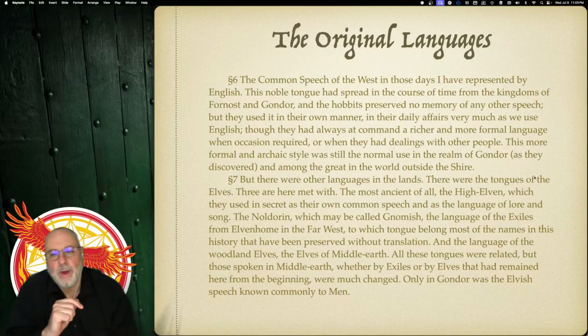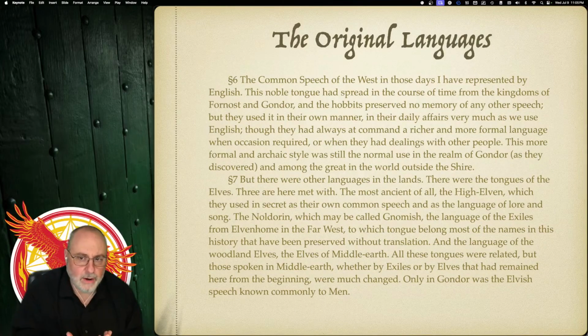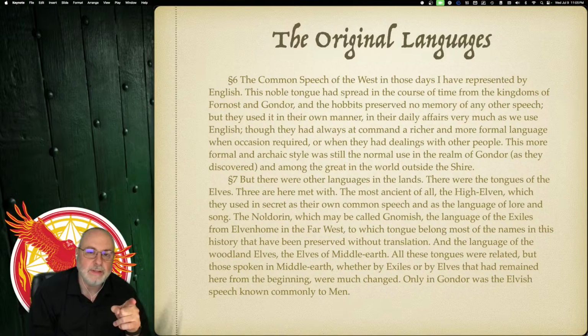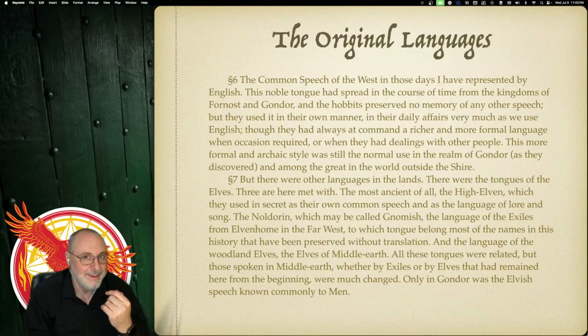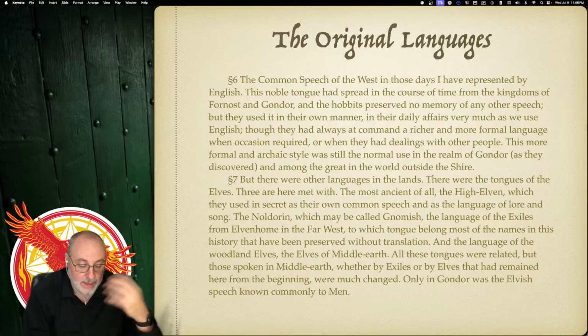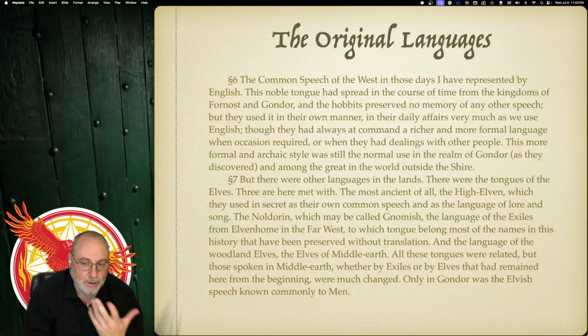"The common speech of the West in those days I have represented by English. This noble tongue has spread in the course of time from the kingdoms." Now, did you make the same mistake I made when I first read this? "This noble tongue has spread." He's talking about English, right? Oh, no. He's talking about the common speech. My mistake, right? I don't know if that was intended. Remember, Christopher said that this is written in one draft, and he hasn't gone back and revised this.